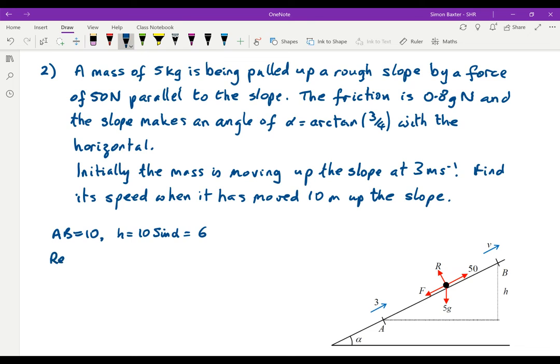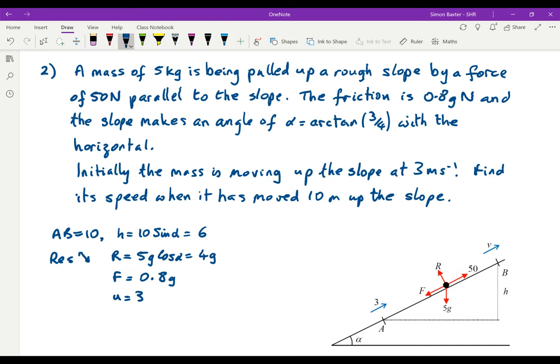If I resolve perpendicular to the slope, I will get that R is equal to 5G cos alpha. Cos alpha is 4/5, that's just 4G. We know that the friction force is 0.8 G. We're starting with a speed of U, which is 3, and we want to find the final speed, V.